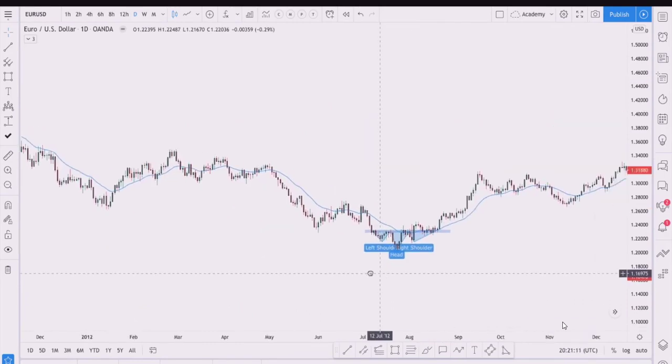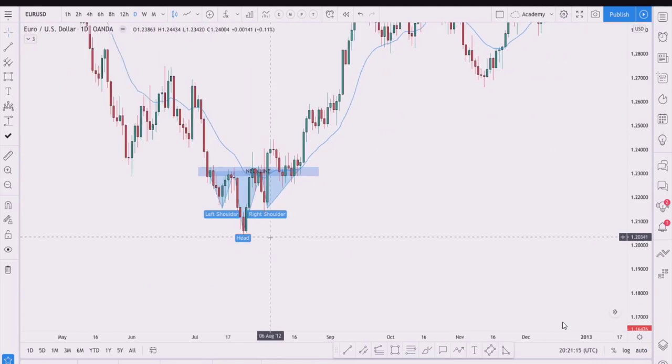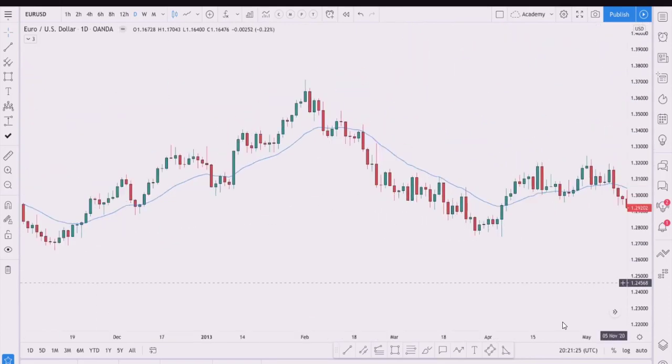Let's move on. Here we have another inverted head and shoulder. The market cannot make any lows again. It breaks above the structure, retests it, breaks above the EMA, retests again the structure, and a nice impulse.